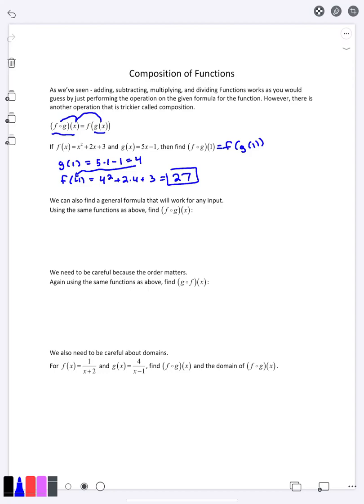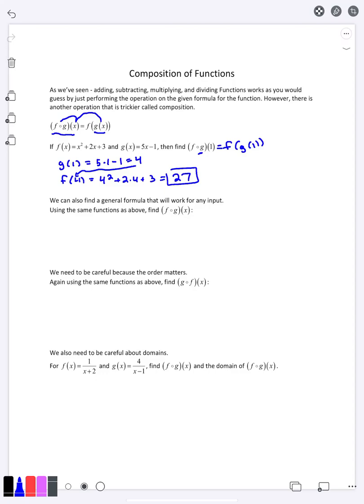So we are taking the number 1. We're first plugging it into the g, which is the one right next to it. We are then getting an output of that. Then we are taking that output and plugging it into the input of the next function. And that gives us the overall output of the composition.